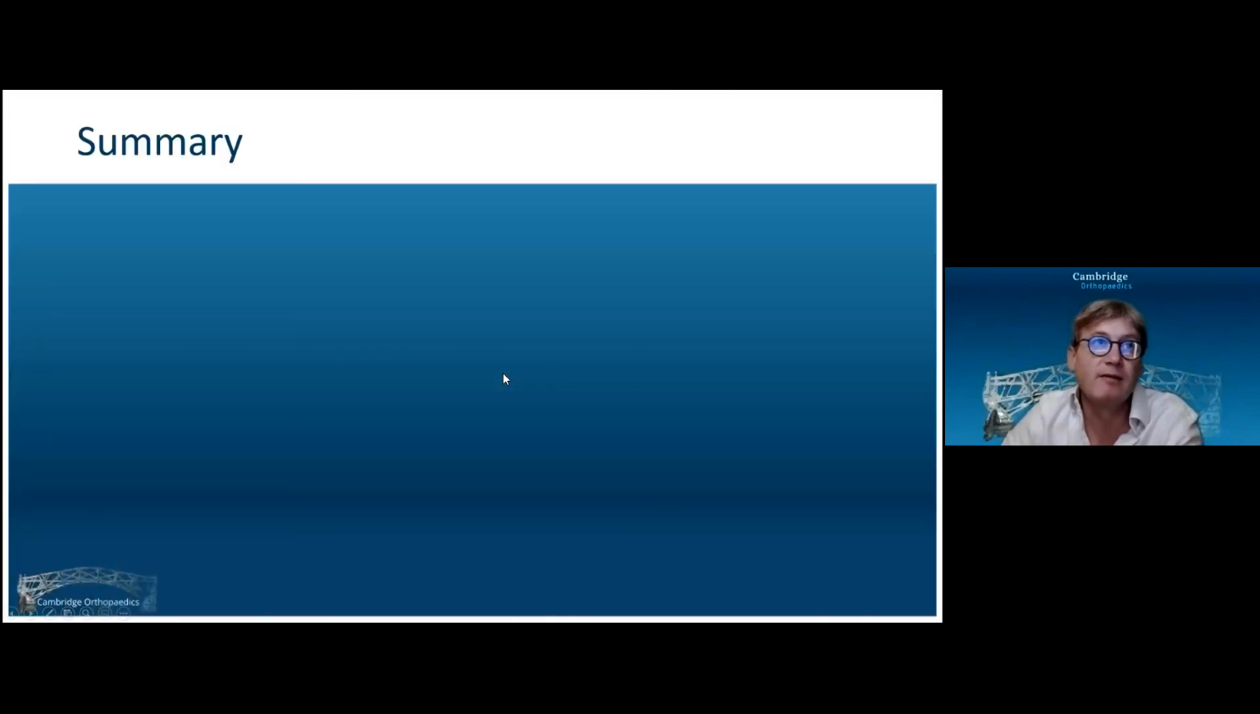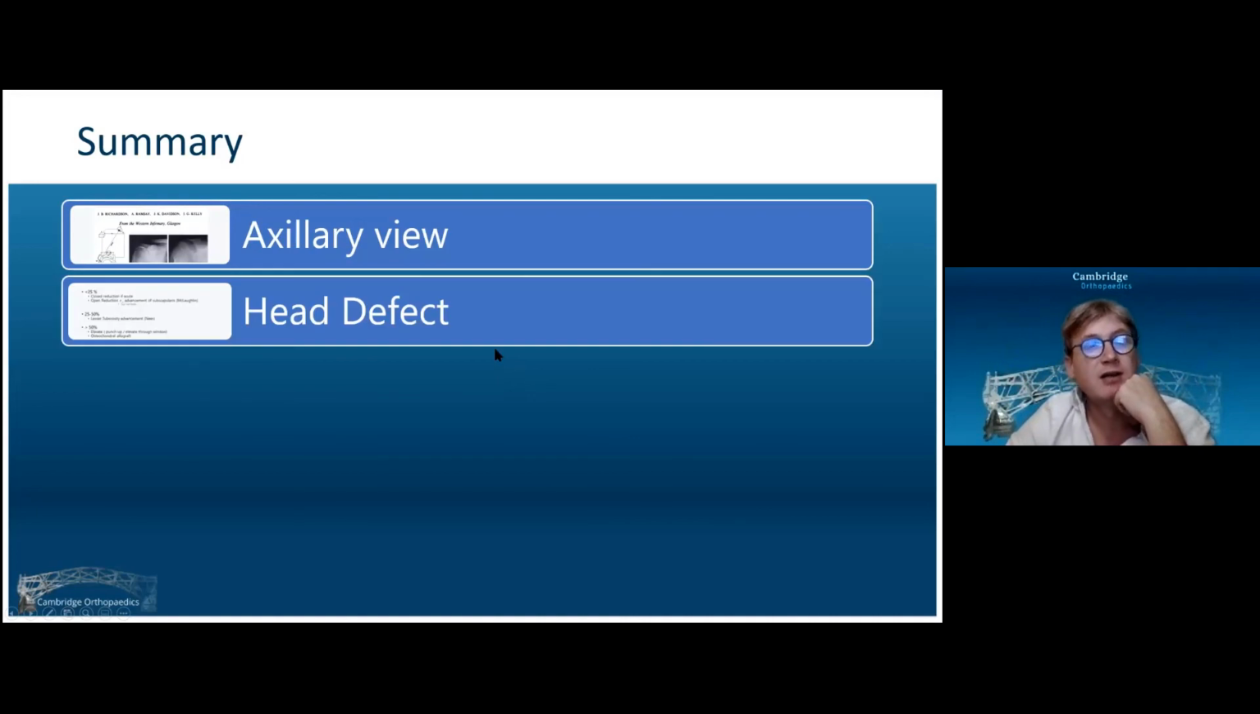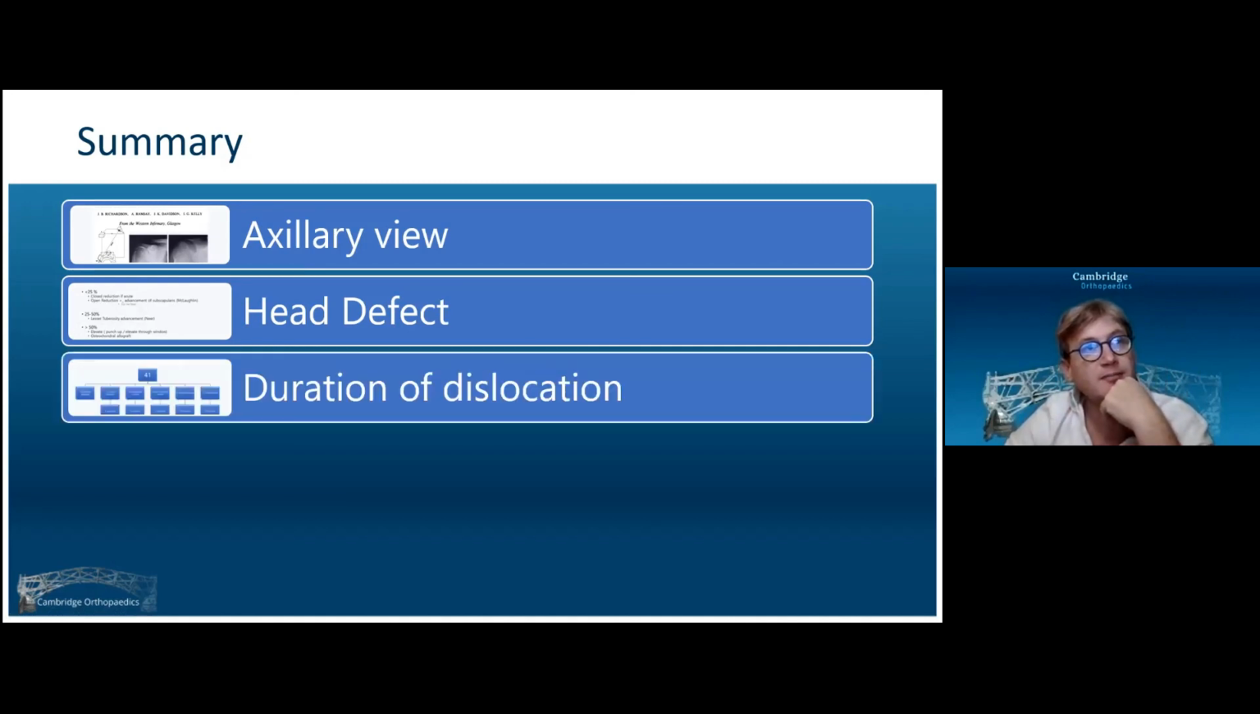In summary, please, please get an axillary view. Don't accept just an AP and a lateral scapula. Otherwise, we will continue to miss posterior dislocations. Think about the head defect and the size of the head defect: if it's less than 25%, between 25 and 50, and greater than 50%, and think how you're going to deal with that engaging reverse Hill-Sachs lesion.